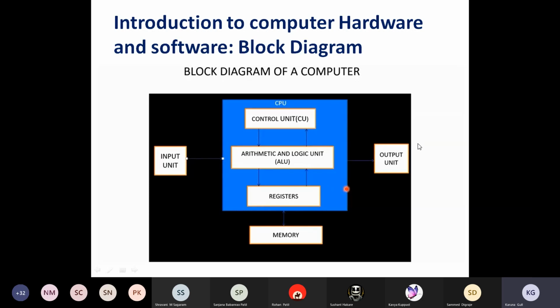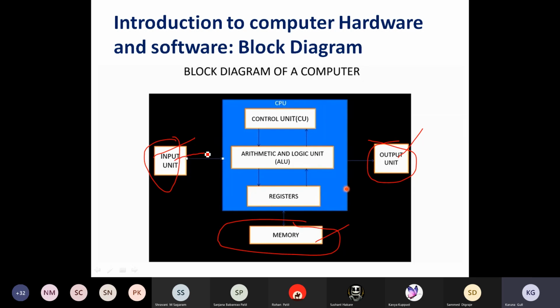What does it consist of? It consists of a central processing unit, an output unit and an input unit. We'll be studying the input devices and the output devices also. And in this class, we'll be talking about the memory. Before that, I'll say a few words about this block diagram before we proceed with the memory.